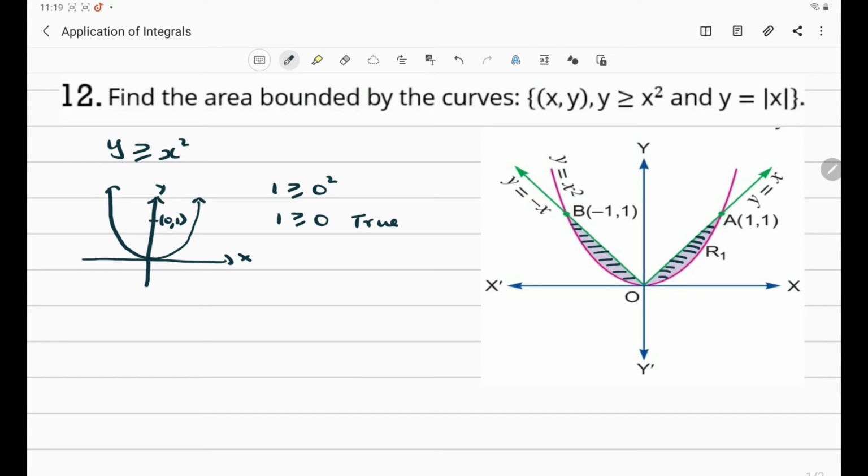And here if you see, R1 region is the area which is in the first quadrant, so the total area will be twice the area in the region R1. So the required area is given by 2 times the area of the region R1. So let us see how to find the area of the region R1.